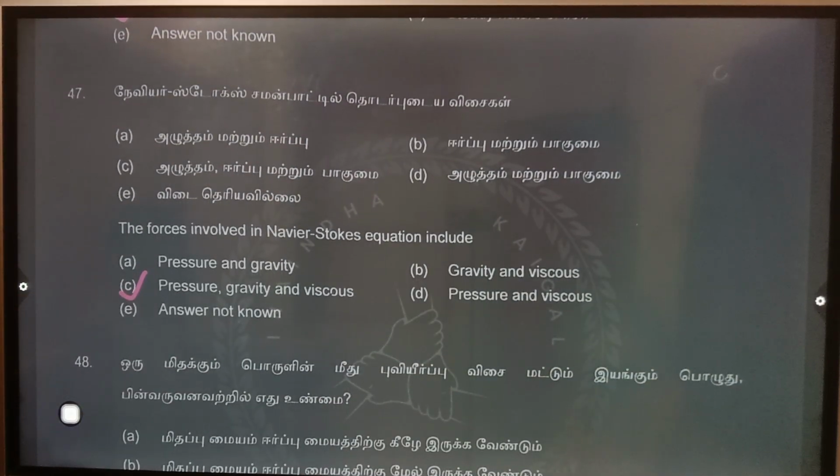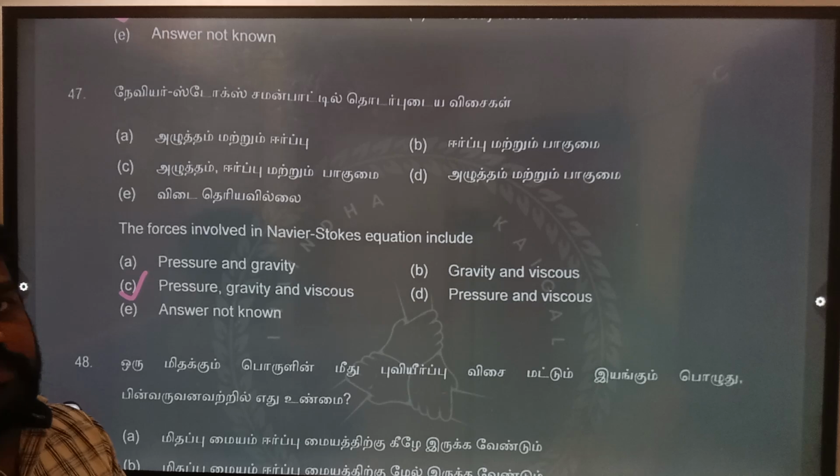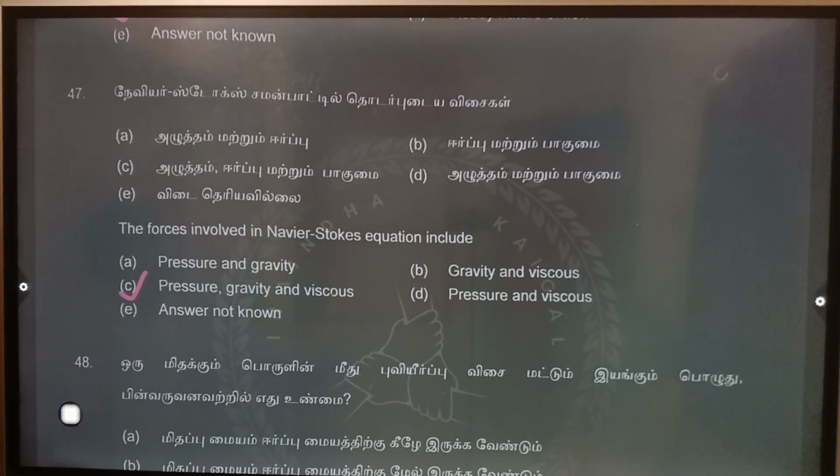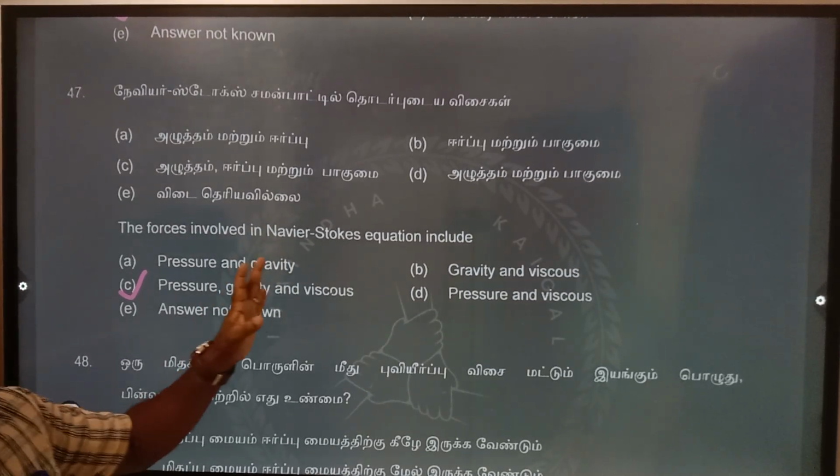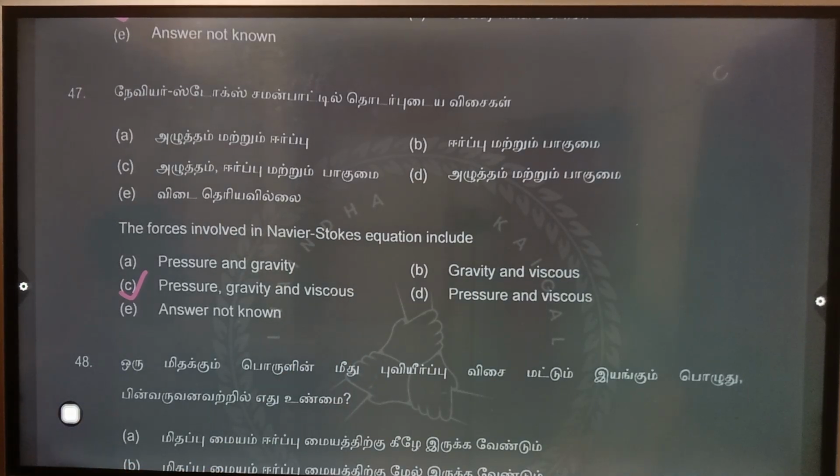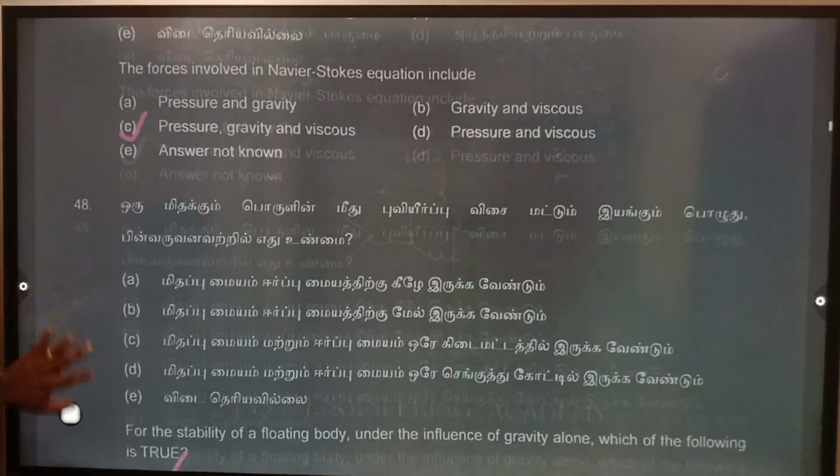47, the forces involved in Navier-Stokes equation. Navier-Stokes equation la enna forces include irukka? Very important equation when fluid mechanics is concerned. Okay, so C, pressure, gravity and viscous forces. Okay, moonu forces are pressure, gravity and viscous forces.